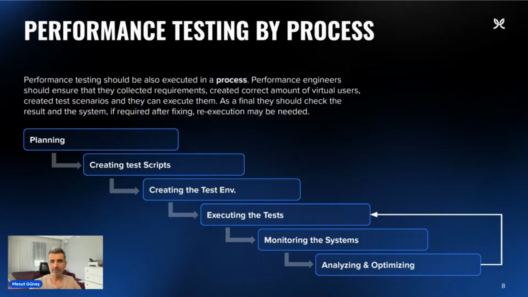So, as seen in the picture, this is a loop. You can repeat these steps as many times as needed until you are sure that the system is okay or the performance testing is okay. Or you can even say that you cannot go further at this point. So maybe you can go to the planning phase sometime later, then you can repeat the steps.